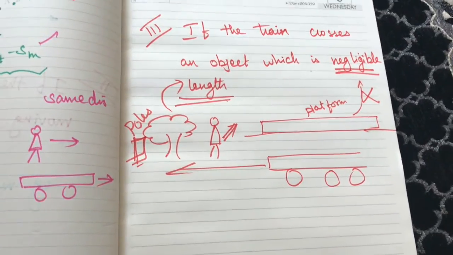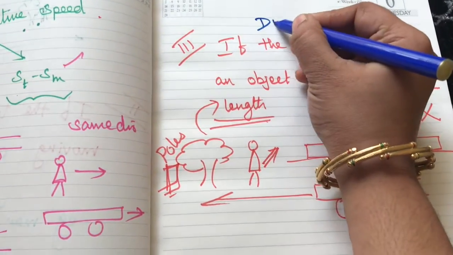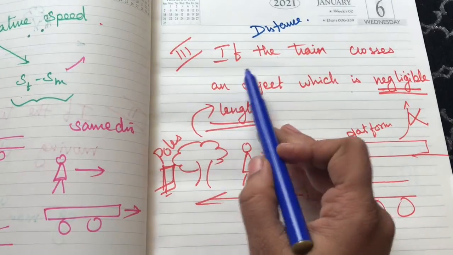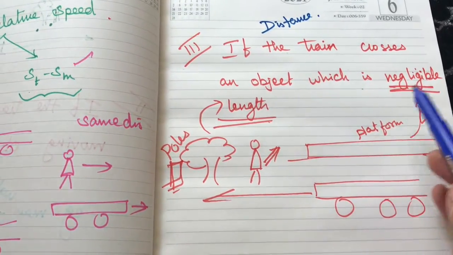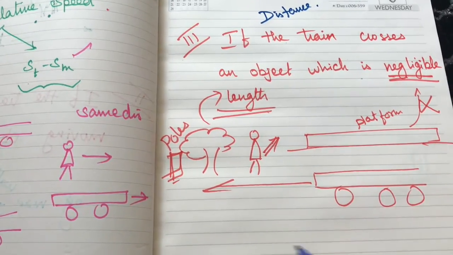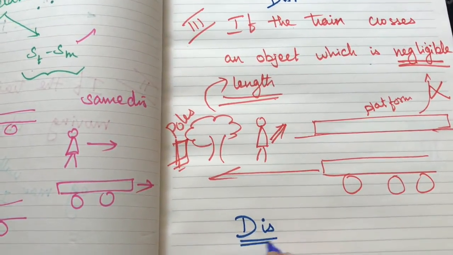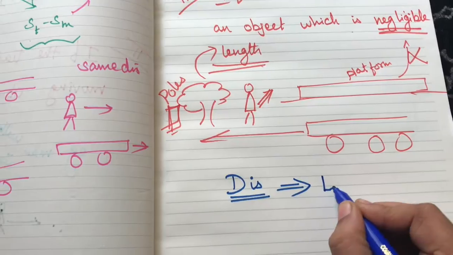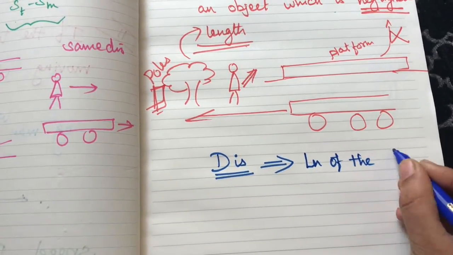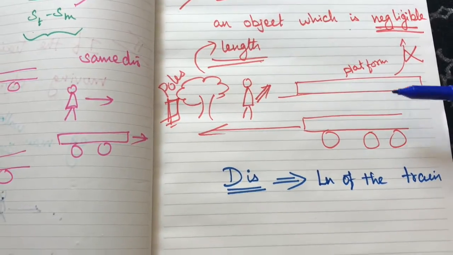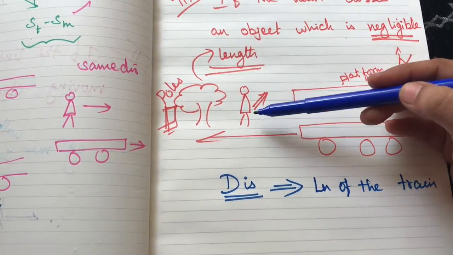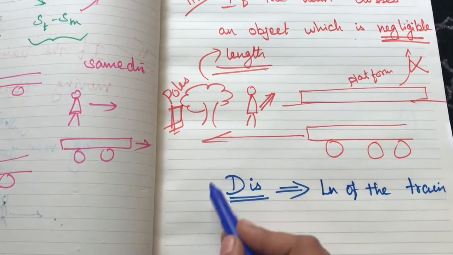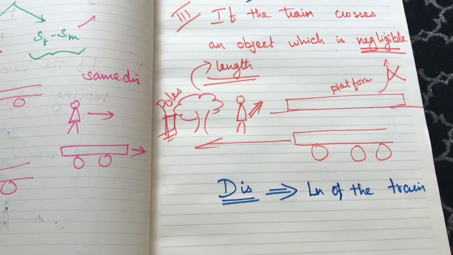Okay, so let's see, this is all about distance. If a train crosses an object which has negligible length, then what is the distance? Nothing but the length of the train, right? Because only the train has length. The man or the tree or the pole doesn't have any length, right?